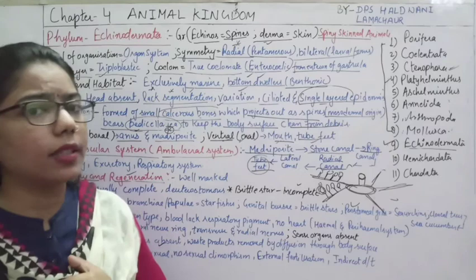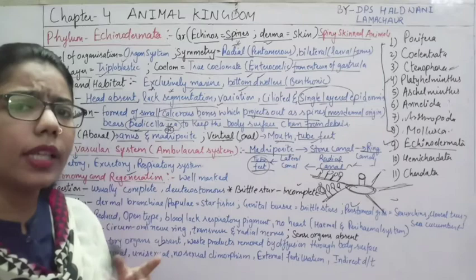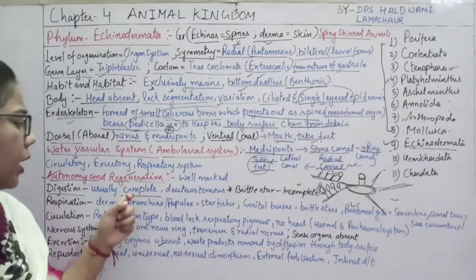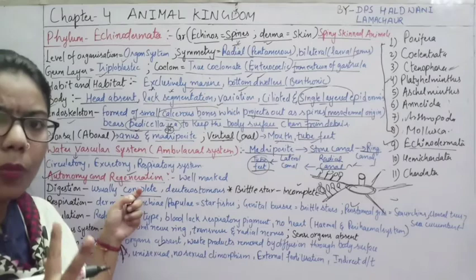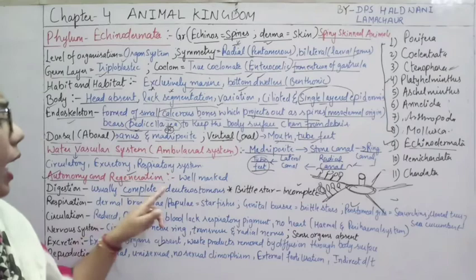Complete digestive tract ka matlab kya hua? Ki they are having two openings, that is mouth and anus here. So here also you can see that they are usually complete. Okay, that the digestive or the alimentary canal is complete. They are having two openings, as we have said, mouth as well as anus. Dono cheez present hai. And as well as I have written deuterostomous.